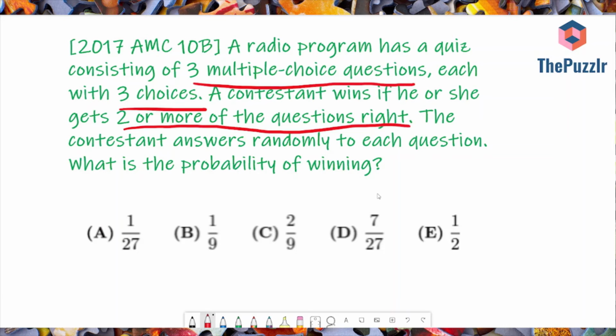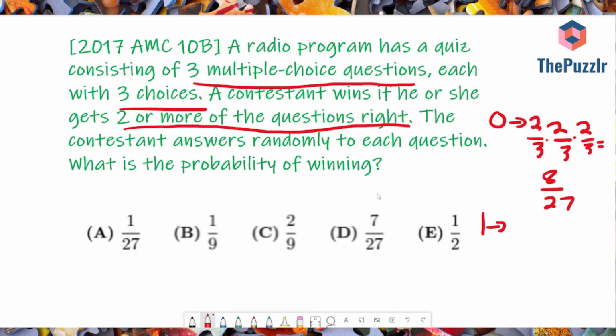So probability that they get 0 questions right, well, each has 3 choices and only 1 choice is correct. So the chance that they get it wrong is 2/3 for each of them. And there's 3 questions, so 2/3 times 2/3 times 2/3, which equals 8 over 27.